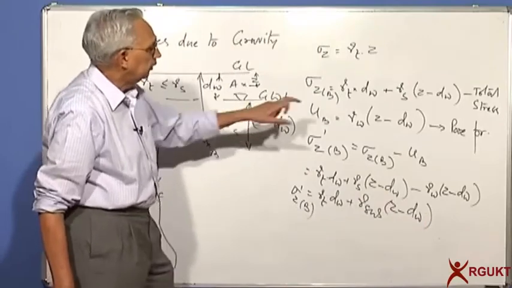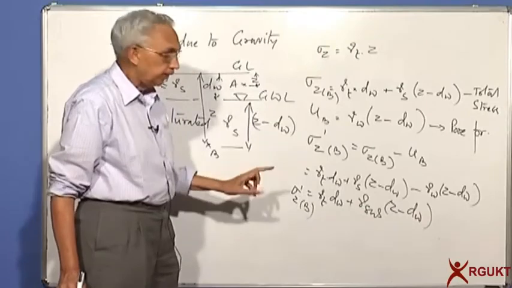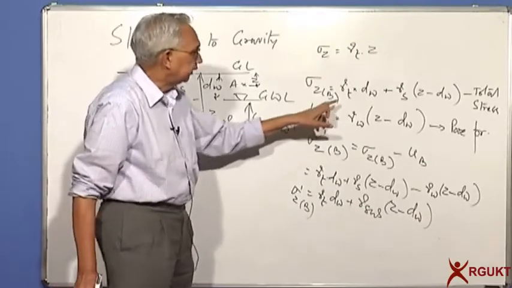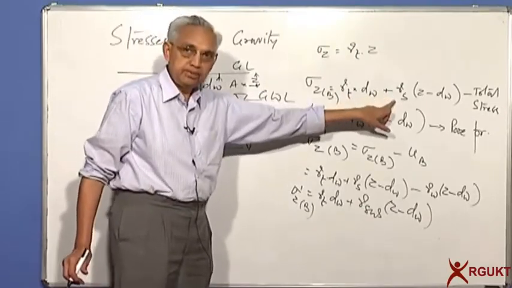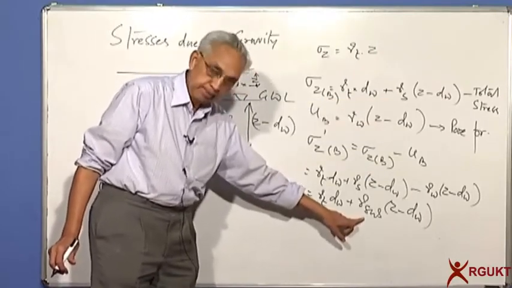Above the water table, the rate of increase is equal to the total unit weight. Below the water table, the total stress increases at the rate of saturated unit weight, whereas the effective stress increases at the rate of gamma submerged.